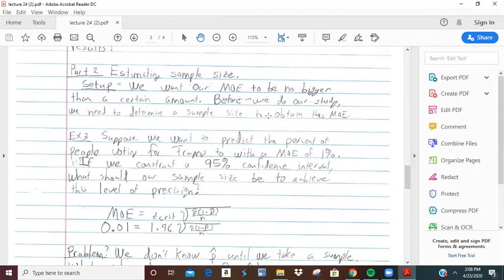In these kinds of situations, we want our margin of error to be no bigger than a certain amount, like 1% or 2% or 5% or whatever that number is that's important to you. Before we do our study, we need to determine a sample size to obtain this margin of error. If you construct a confidence interval for a proportion and its width is 50%, that's no good, it's useless. So you want to make sure that you don't waste time and money on doing a study if the information you're going to get is so imprecise that it's unusable.